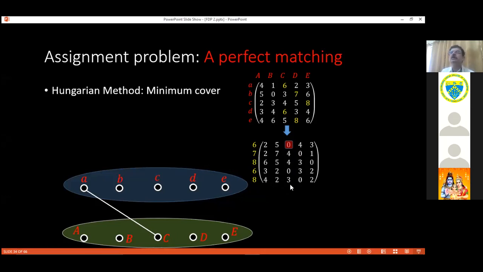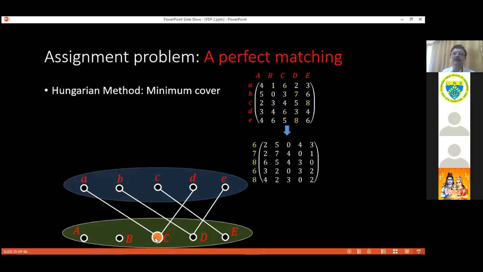Now the second row, fourth column: second row B, this is capital D. So B and D, you write an edge. Okay. Now this is C and E, write an edge. Similarly, the last one D and C, write an edge. Okay, this is the bipartite representation for this matrix.